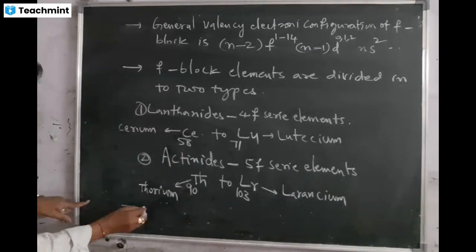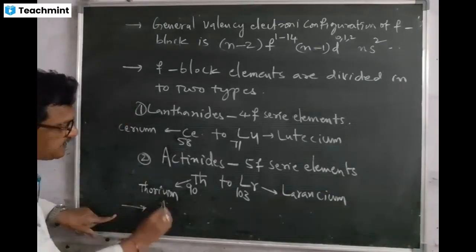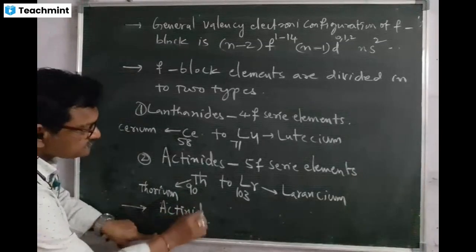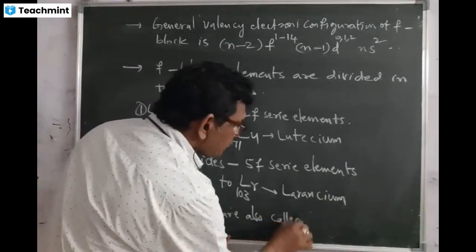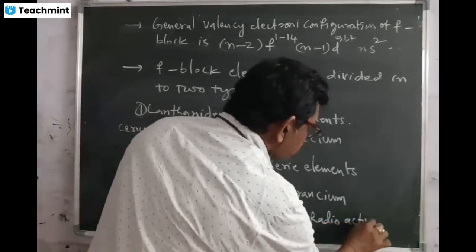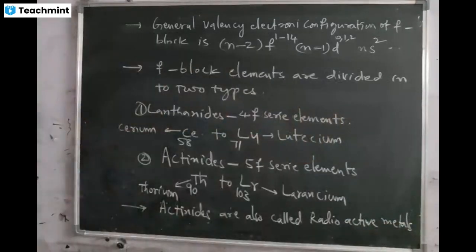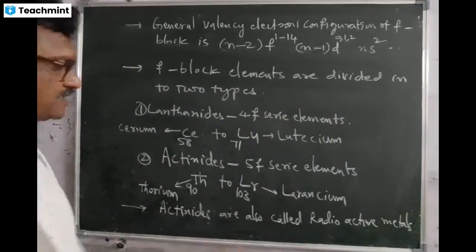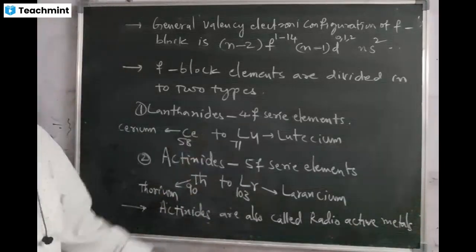Here I give you two important notes. Actinides are also called radioactive metals. Radioactive metals. Called radioactive metals. Remember this. This is enough at this stage. Did you write this entire part?